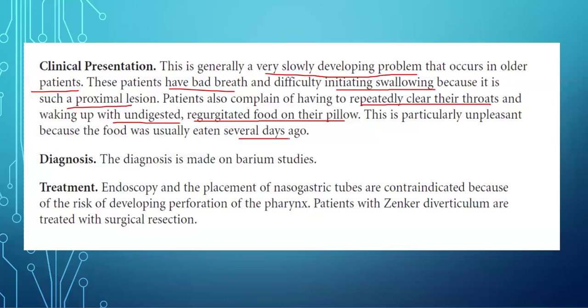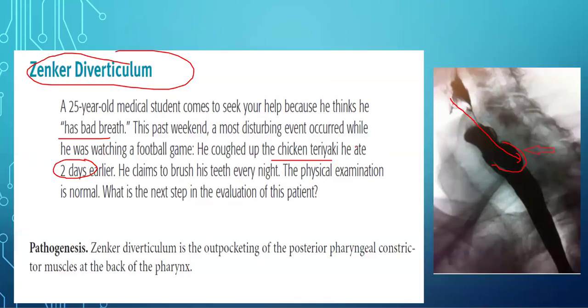Okay, so how to diagnose this condition? The only way is barium swallow. Now, this is one of the cases where endoscopy or even placement of an NG tube is contraindicated because you can perforate the pharynx. So if there is a classic picture, like the patient having bad breath and regurgitating the whole food back, then don't go for endoscopy, send the patient for a barium swallow. And treatment is surgical repair.